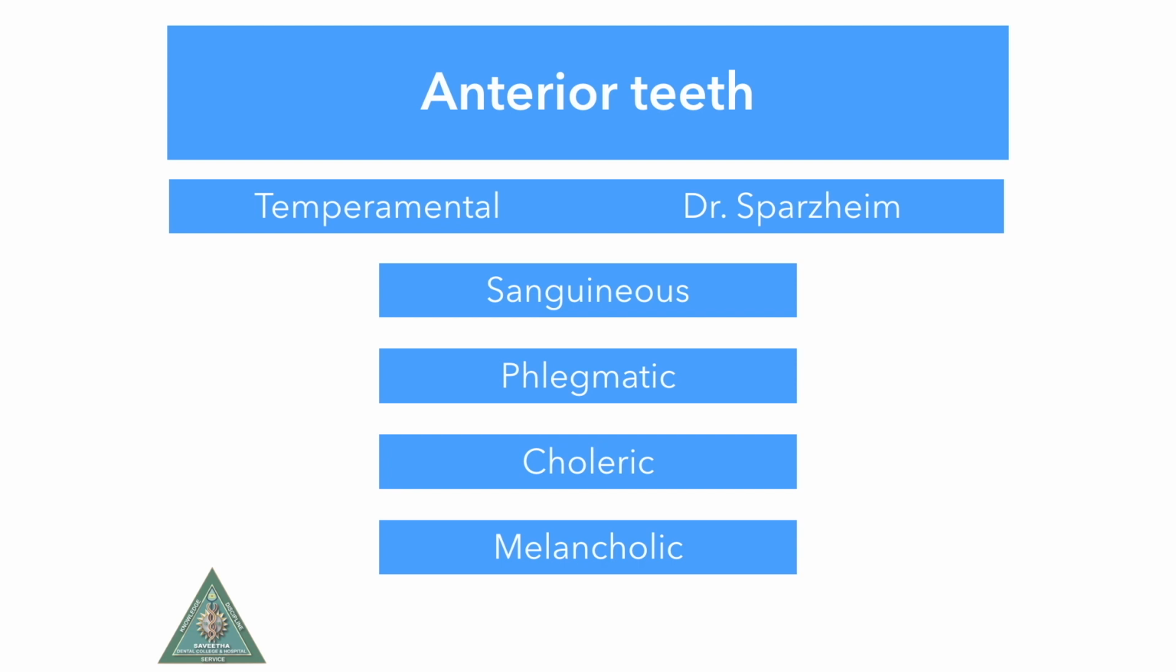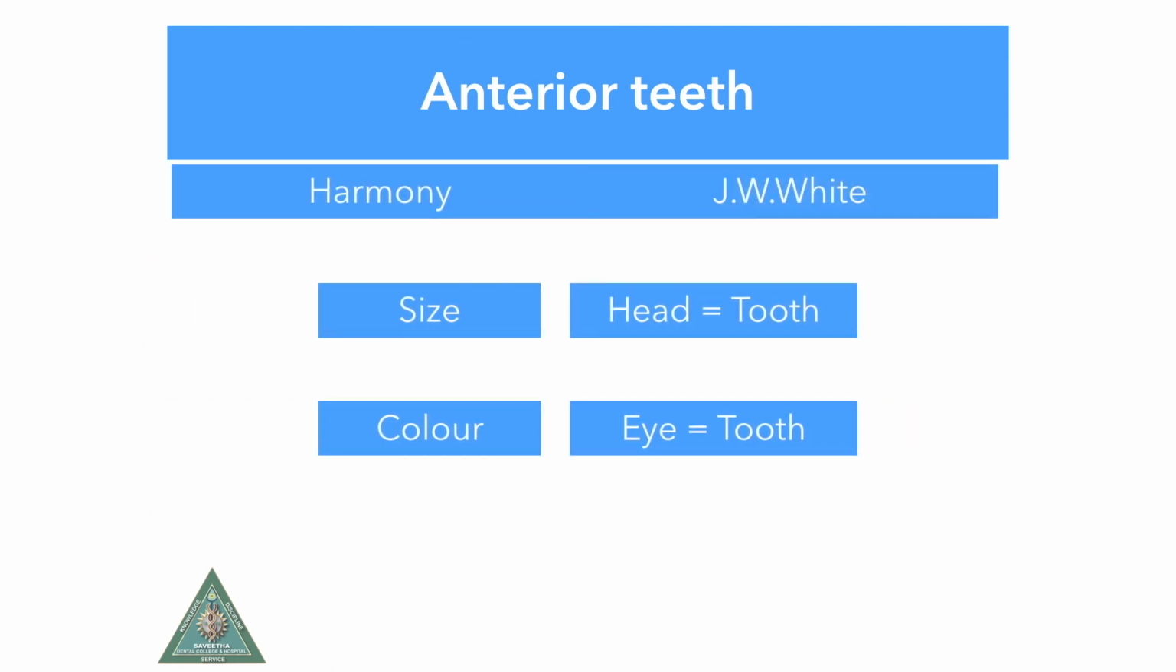And the temperamental theory by Dr. Sparzin. It is based on a very historical theory that the body is made up of four humors: sanguineous, phlegmatic, choleric, and melancholic. And any imbalance between these four humors leads to different physical and mental characteristics for the patient. Or the harmony concept by J.W. White. He suggests that the size of the tooth corresponds to the size of the head, and the color of the tooth corresponds to the color of the eye.